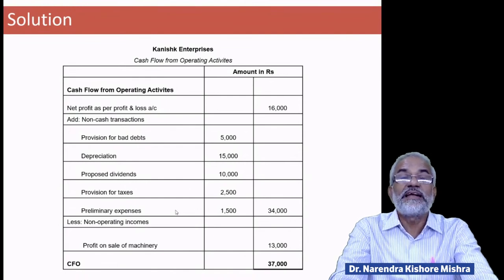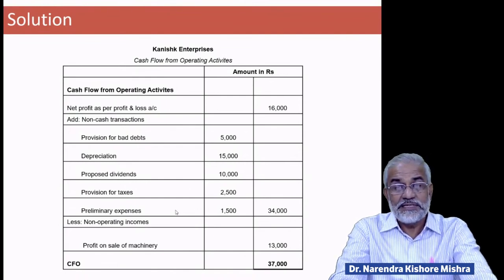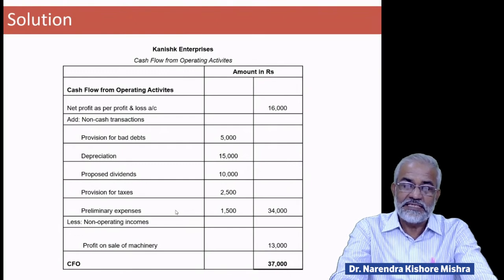See, provision for bad debts. Provision for bad debt is treated as an expense and debited to the profit and loss account, but it doesn't result in an outflow of cash. That's why it is added to the net profit. Depreciation is exactly the same in nature. It is treated as an expense, but it doesn't result in an outflow of cash. That's why it is added to the net profit to find the cash from operation.